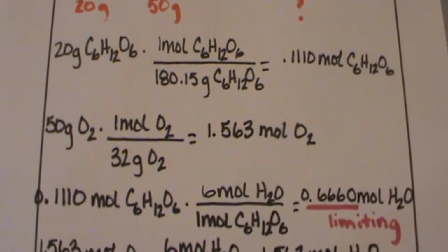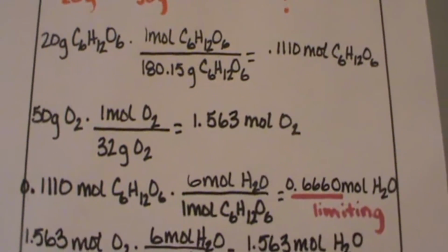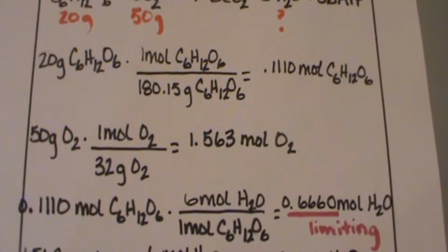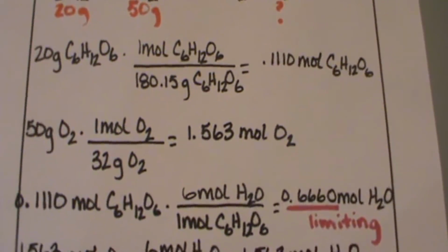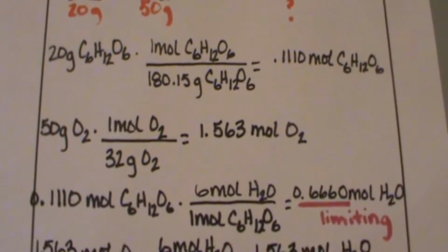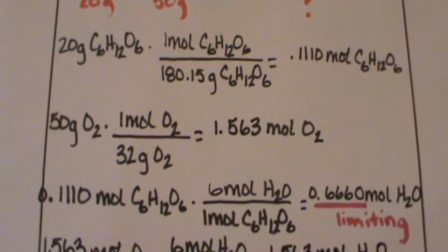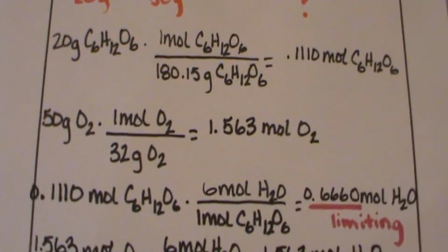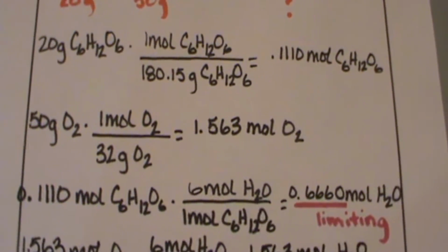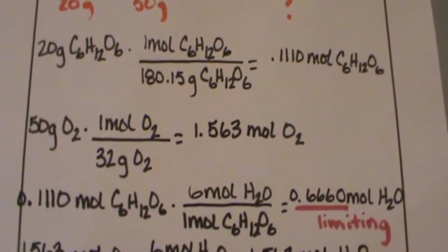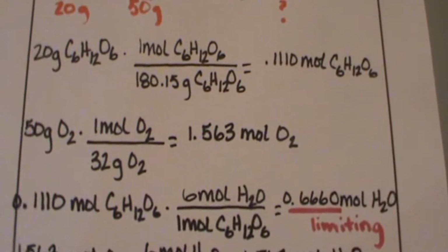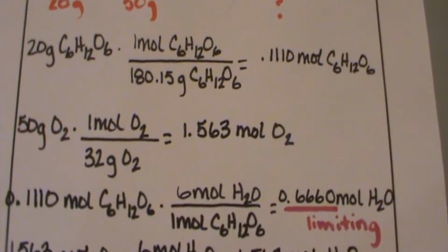So then I will convert from moles of glucose and moles of oxygen into moles of water to determine which is my limiting reactant. So I have 0.1110 moles of glucose, and there are 6 moles of water for every 1 mole of glucose. So that gives me 0.6660 moles of H2O.